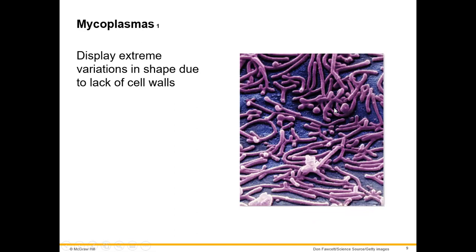They also have something else unique to them. They have cholesterol or sterols in their cell membrane. Most bacteria do not have sterols in their cell membrane. Most eukaryotes like us have sterols and cholesterol in our cell membrane, which helps to provide structure.